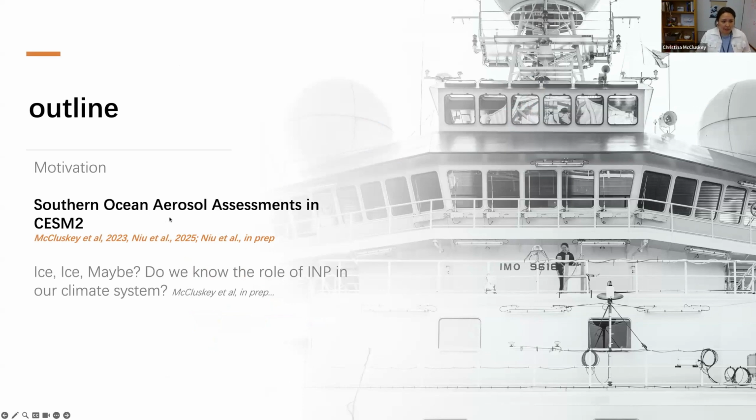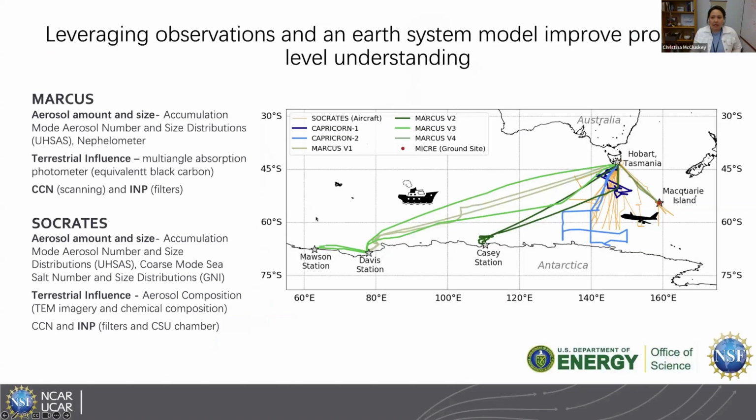And so, again, first I'm going to talk about the Southern Ocean aerosol assessments. Here I'm leveraging both models and observations, basically doing a comparison between what we observe and what we simulate. In this case, I'm going to be looking mostly at the MARCUS and SOCRATES campaigns. These are a few years old now, but there's a lot more data that we're looking forward to expanding this analysis to. For MARCUS, this was a ship-based campaign. It was resupply voyages to Antarctica, and it spans about 3 different seasons, which is really great.